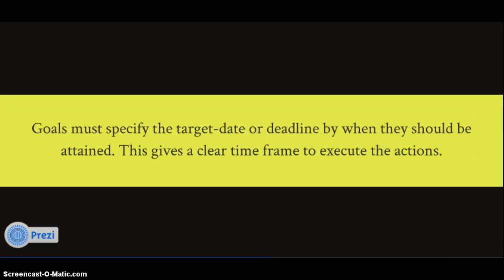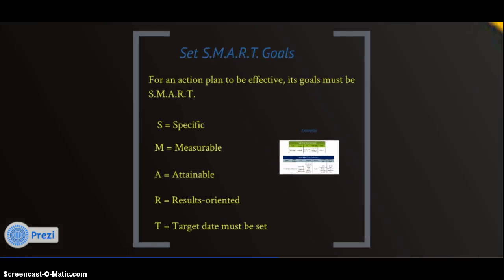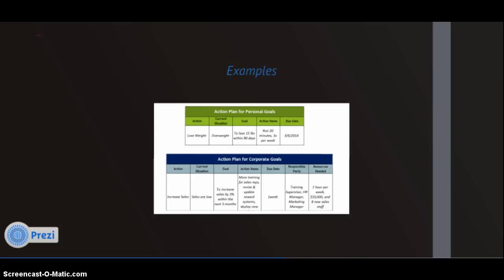Goals must specify the target date or deadline by when they should be attained. This gives a clear time frame to execute the actions. Now let's take a look at a couple of examples on how to outline the action plans. The first one outlines an action plan for personal goals, and the blue one, an action plan for corporate goals.